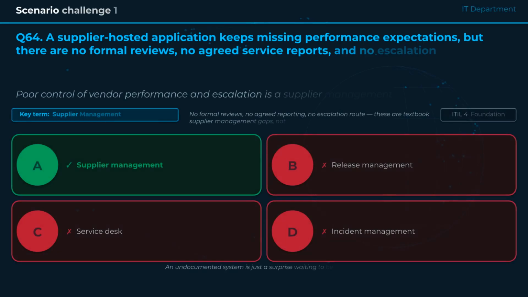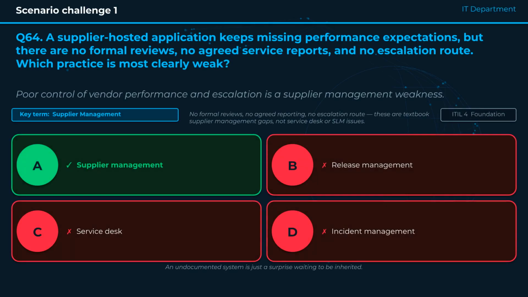The correct answer is A. Supplier management. No formal reviews, reporting, or escalation route indicates textbook supplier management gaps. These are not related to service desk or service level management issues. Poor control of vendor performance and escalation is a supplier management weakness.